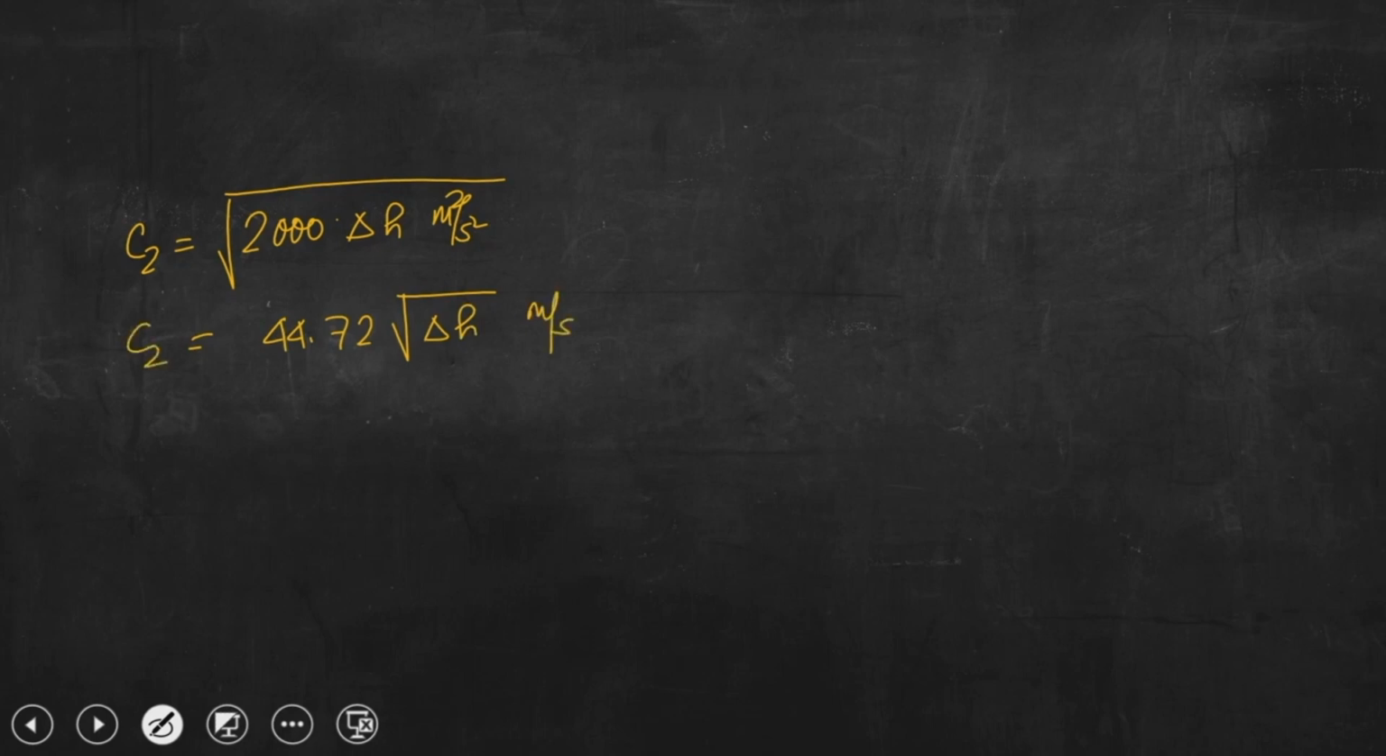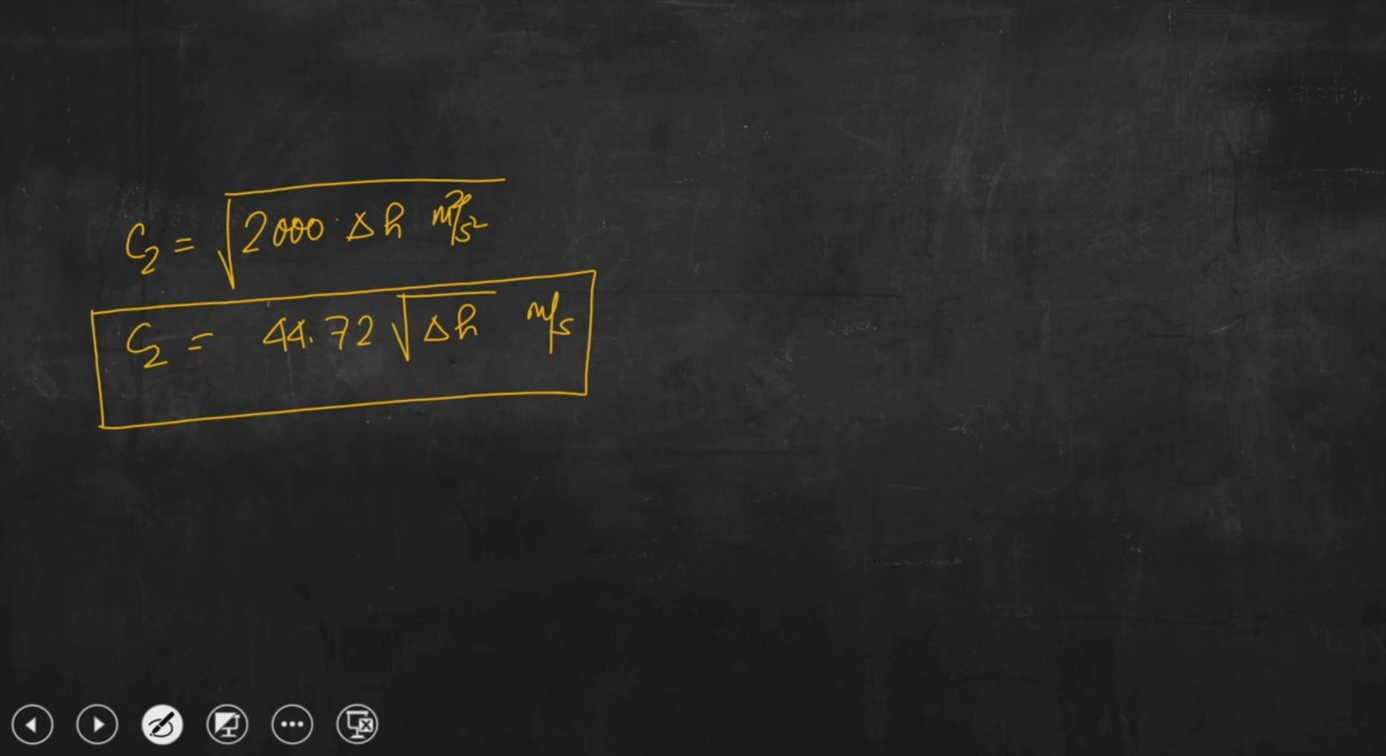So, this is C2. Why am I doing this? Because when we solve numerical problems, we will be using this formula frequently. That is why I have derived the expression of velocity in terms of the enthalpy drop, because I will be frequently using 44.72 under root delta H. So, this is the velocity.